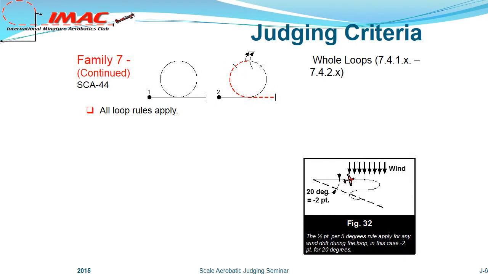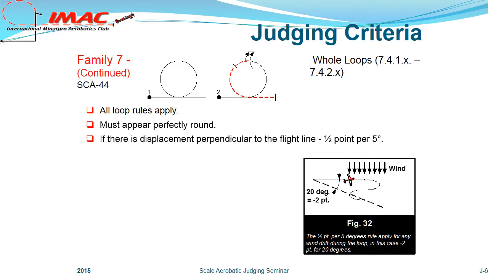The next subfamily is the whole loops. This subfamily is further divided into 3 types, beginning with round loops. This loop figure is familiar to every pilot, aerobatic or not, but to perform it well is more challenging than might first appear. All of the common criteria apply here as with other looping subfamilies. The loop, when performed, must appear perfectly round from the judge's perspective. If the aircraft track drifts in or out relative to the line flown, there is a 1/2 point per 5 degree downgrade.